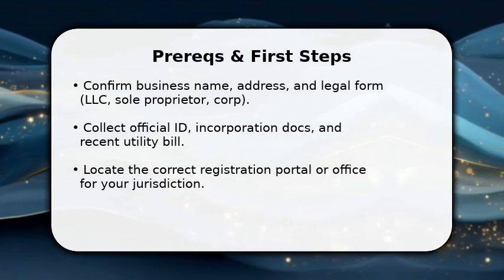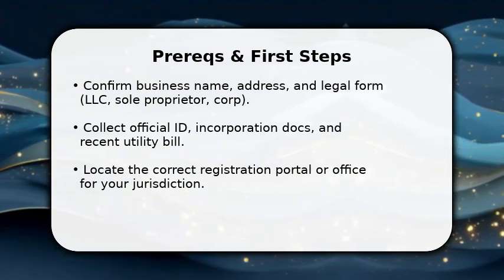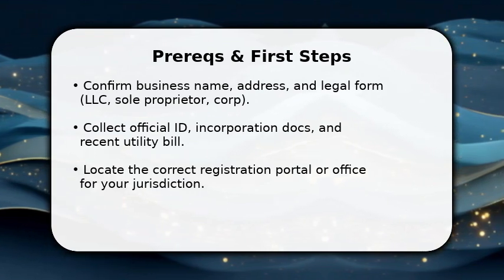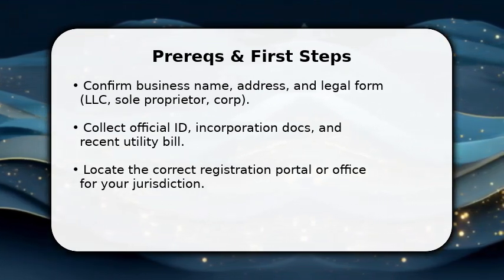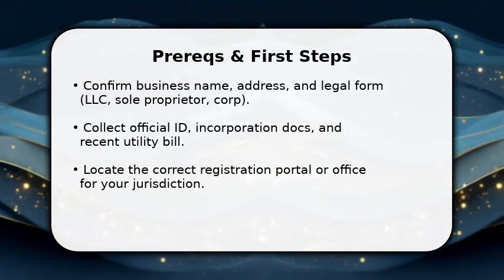Enter business details exactly as on your incorporation documents to avoid mismatches. Make sure to upload a verified ID and a recent utility bill. These speed verification. If prompted, note the temporary reference code. It will help trace the application.